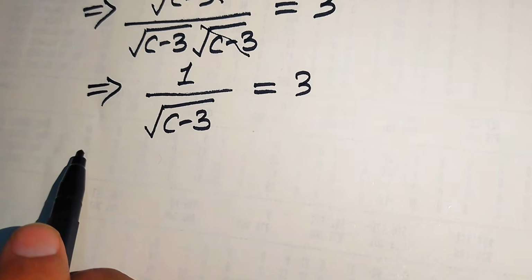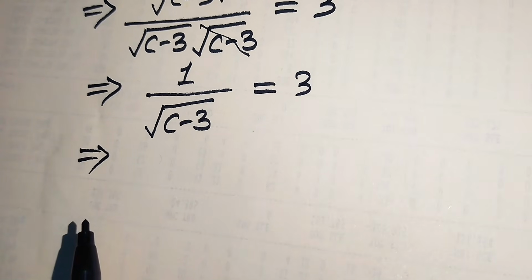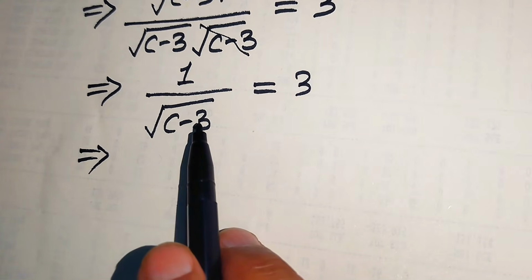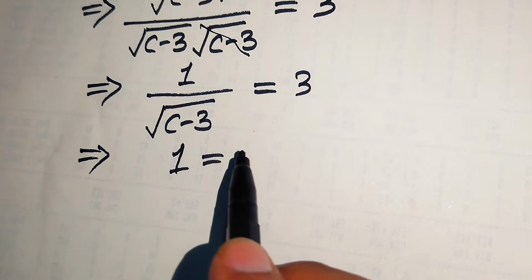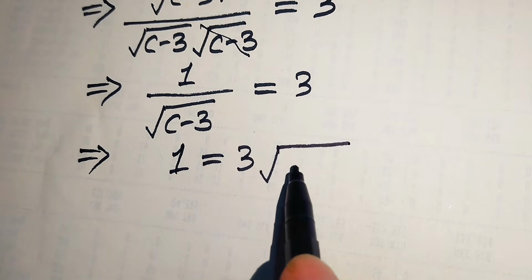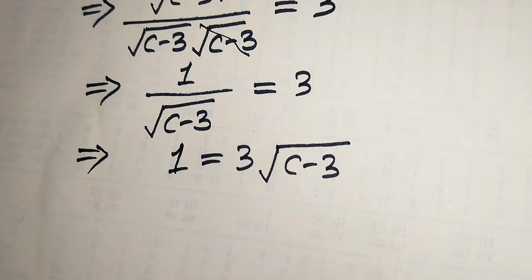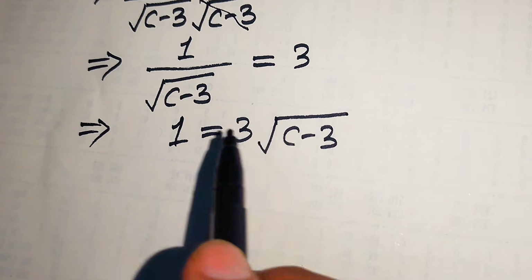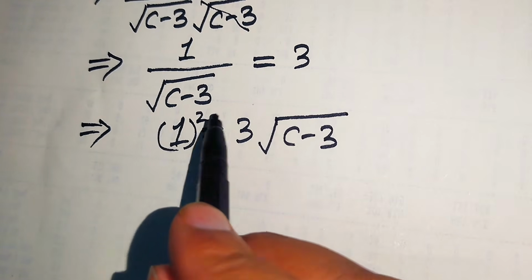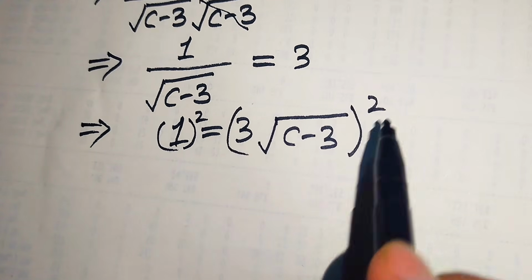And further, in the next step, our target is to find the values of c. So for this we move this square root of c minus 3 to the right-hand side, and it will be written as 1 equals 3 times the square root of c minus 3. And now, in the next step, we need to remove this square root sign, and for this we apply squaring on both of the sides.